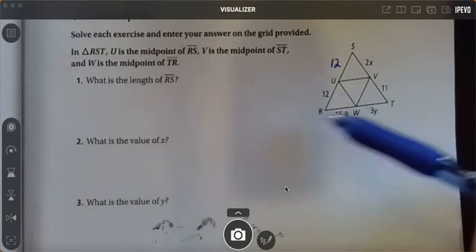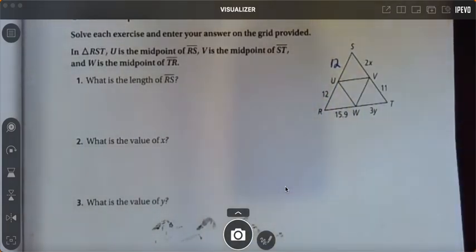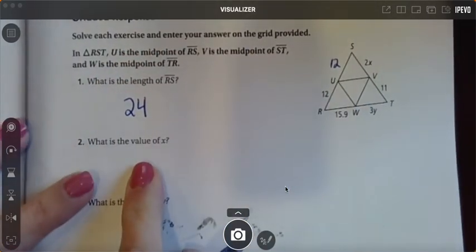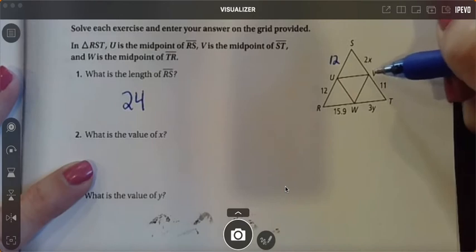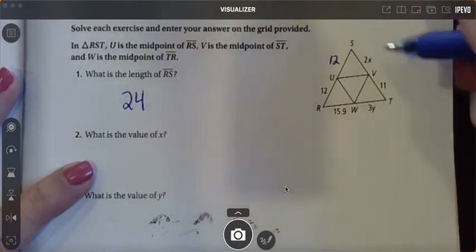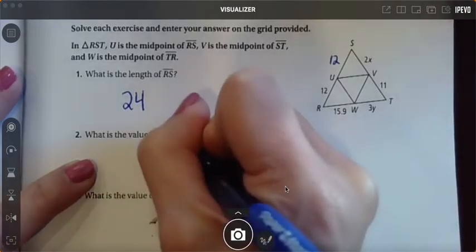So the length of RS, since I know this is 12 and this is 12, what's the whole thing? 24. Did everybody get that? Okay. Now it says, what's the length of X? Well, I know V is the midpoint, so 2X equals 11. Did everybody get that? 2X is equal to 11. So I'm going to write that.